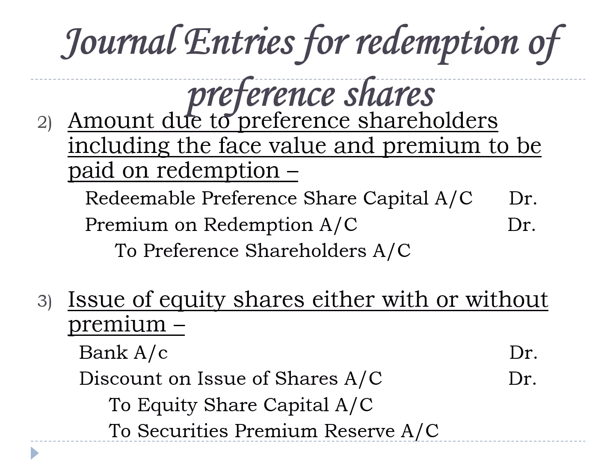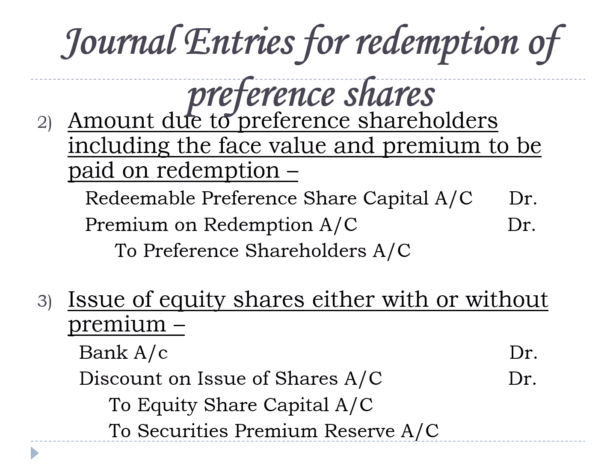Now this is the second journal, that is amount due to preference shareholder. If the shares are redeemed at face value or at par, the entry will be redeemable preference share capital account debit to preference shareholder account. If the shares are redeemed at premium, in that case the journal will be redeemable preference share capital account debit, premium on redemption account debit to preference shareholder account.